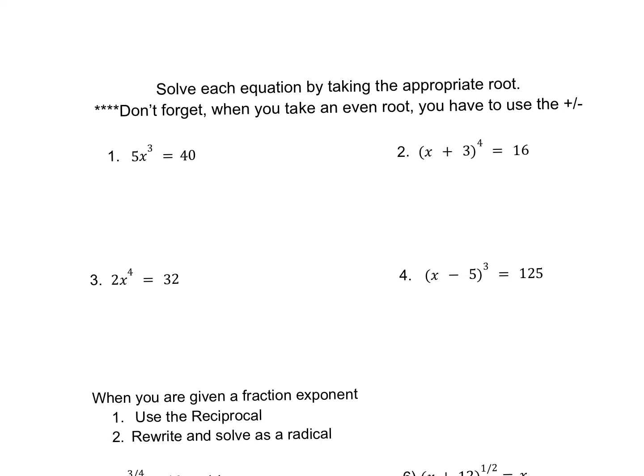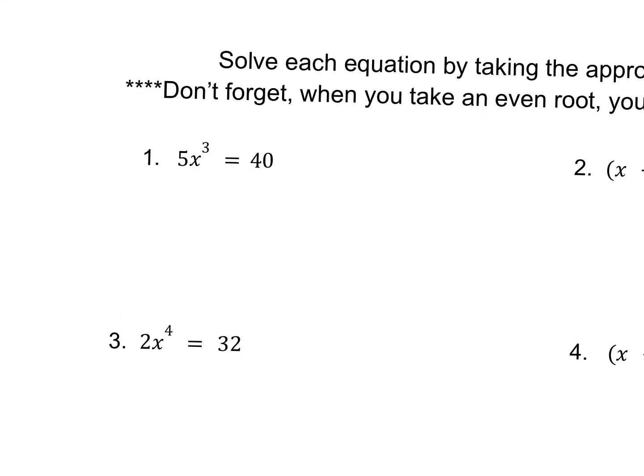So when we are solving an equation, this is not any different than what we've done before, okay? So we are going to look and be like, well, I need to get x by itself. Before I take a square root, a cube root, a fourth root, anything like that, I need to get x by itself. So to do that, first step, I'm just going to divide both sides by 5, and I have x to the third equals 8.